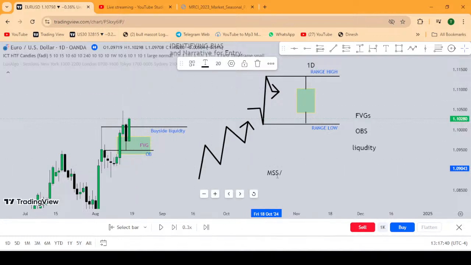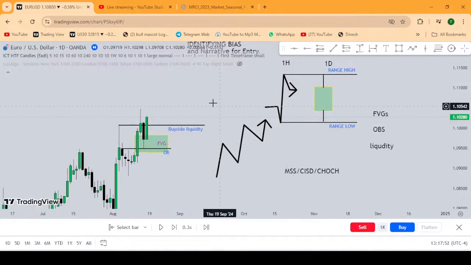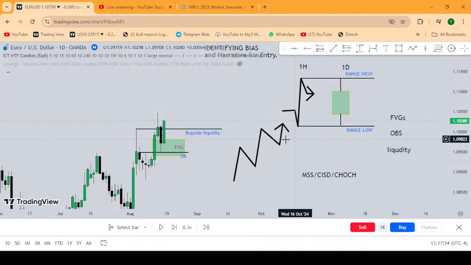So the market structure shift, or what some people call the CISD, or what some people call the CHoCH, depending on the books you've read or maybe the mentorship you've got or the resources you've been able to see. So market structure shift, this is CISD, meaning change in state of delivery. Then CHoCH, to do with what? Change in character. So all these mean the same thing.